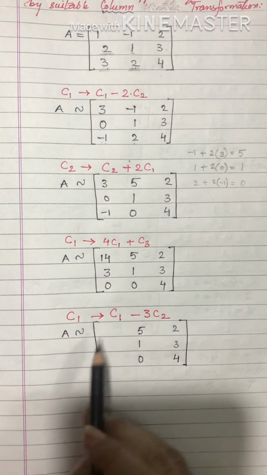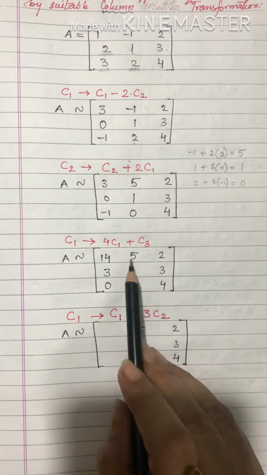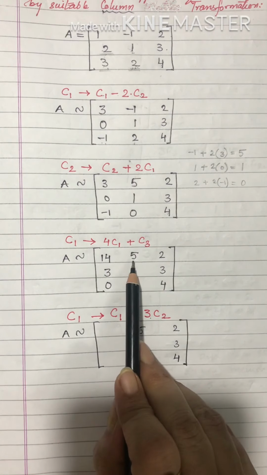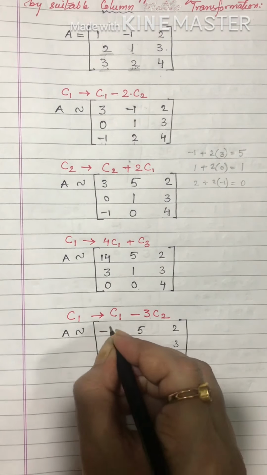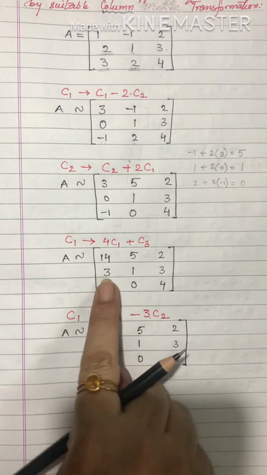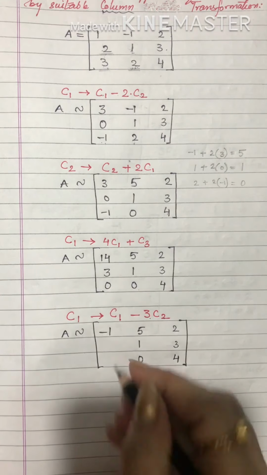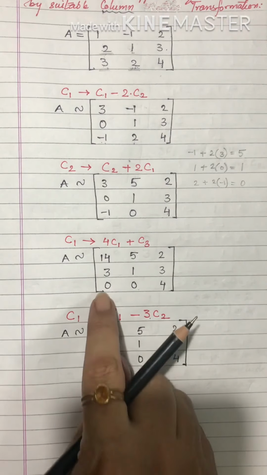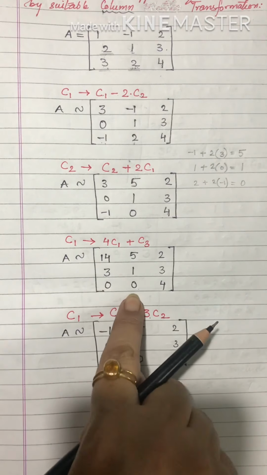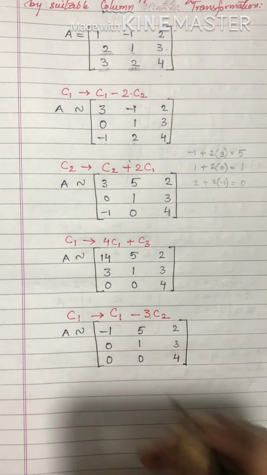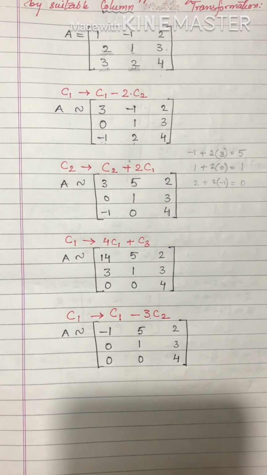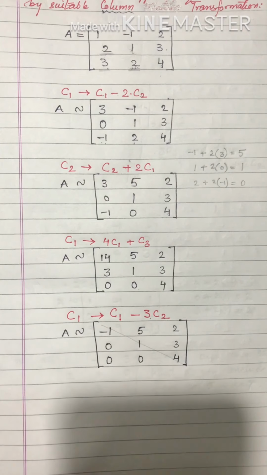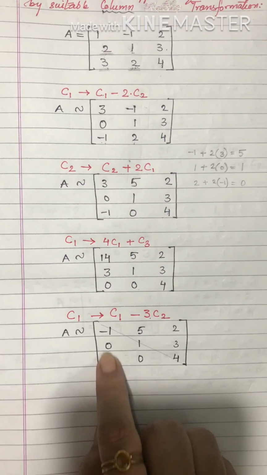Here what we are getting, C1 minus 3 C2, here 14 minus 3 into 5, that is 15. 14 minus 15 gives us minus 1. 3 minus 3 into 1 gives us 0. Then 0 minus 3 into 0, so 0 minus 0 gives us 0. Well, this is it. We are done converting the given matrix into an upper triangular matrix.